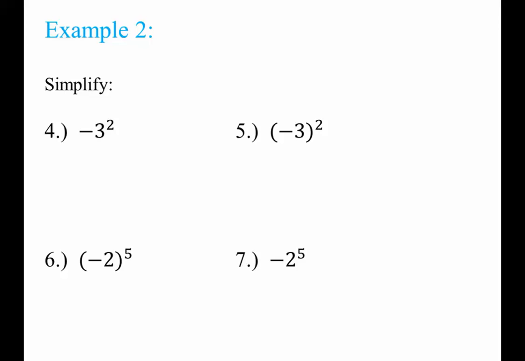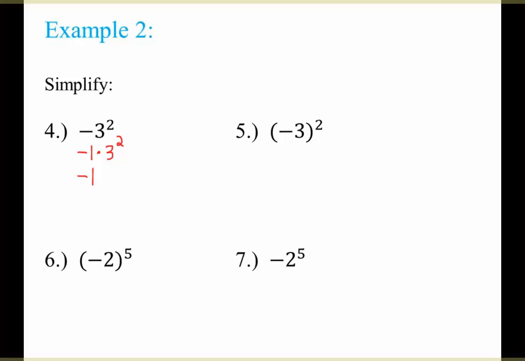Okay, let's see how we did. Number 4, we are looking at the opposite of 3 squared. So remember, we want to interpret this as negative 1 times 3 squared. That's an order of operations problem. You have to do the exponents first. So that's negative 1 times 9. And then you're allowed to do the multiplication. So this ends up being a negative 9.